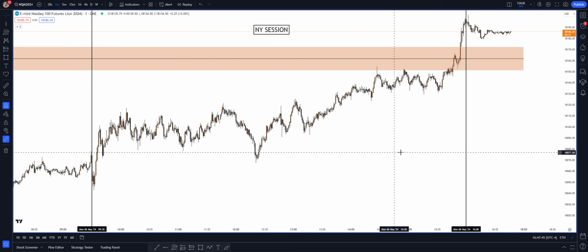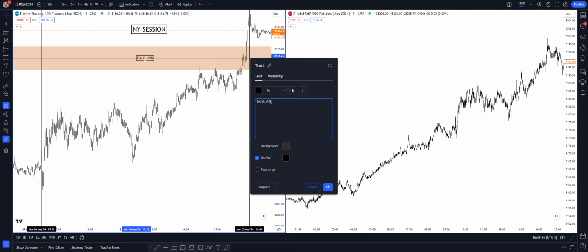So I'm on the Nasdaq chart right now. Actually, let me pull ES as well. Let's delete all that, because we are going to be looking at SMT divergences as well. I have the daily volume balance marked out with an orange shaded box, which acts like a draw on liquidity today.